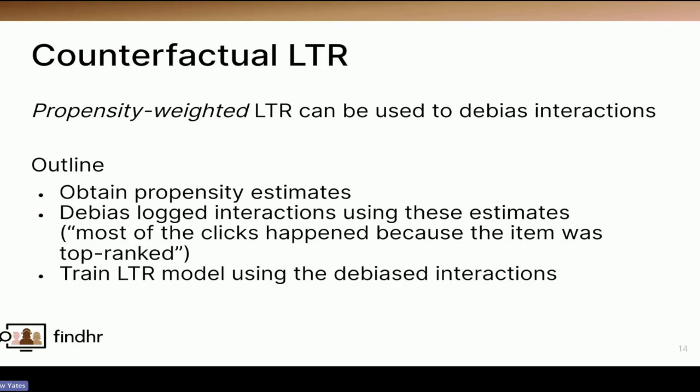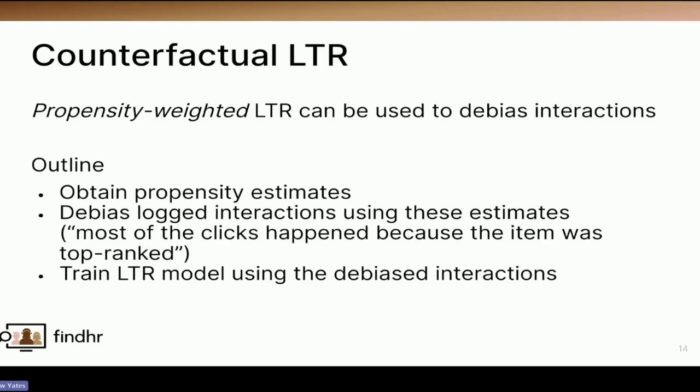So to say this in a bit more of an informal way, we can say something like, well, most of the clicks happened on position one because that item was top ranked. And this already hints at different ways to obtain these estimates. If we put a relevant item at position one and a non-relevant item at position one, we can compare how often they're clicked to get some idea of how often an item is clicked simply by being at position one.